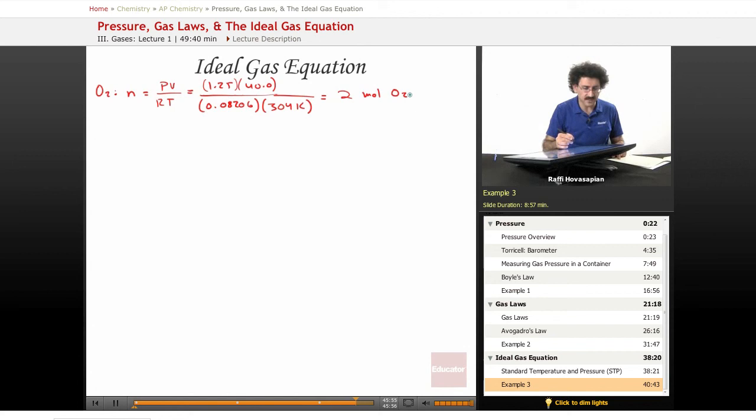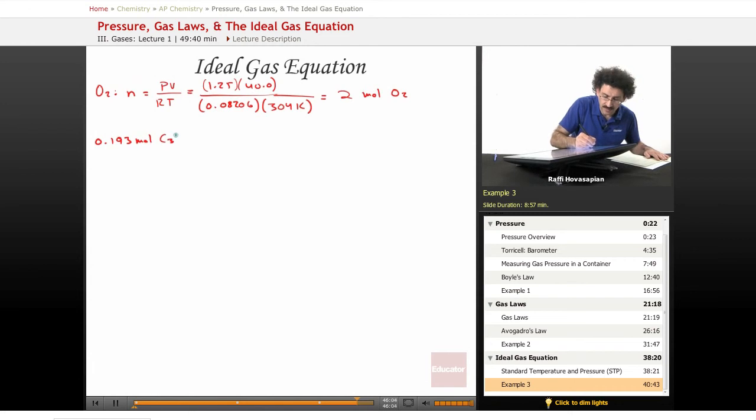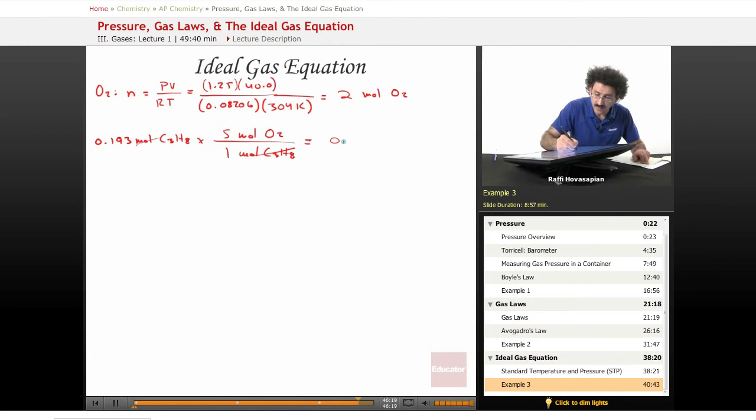Now I need to find what the limiting reactant is. I take 0.193 moles of C3H8. The mole ratio is 5 moles of O2 per every 1 mole of C3H8. That means I need 0.965 moles of oxygen to react with the 0.193 moles of the propane that I have. Do I have 0.965 moles of O2? Yes, I have 2 moles of O2. That means that C3H8 is limiting. It's going to run out first.